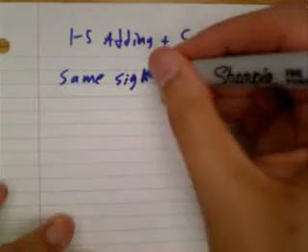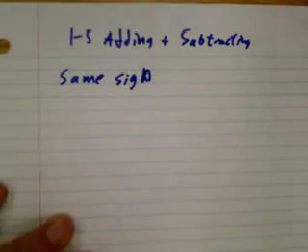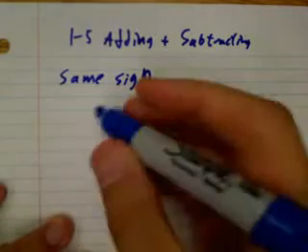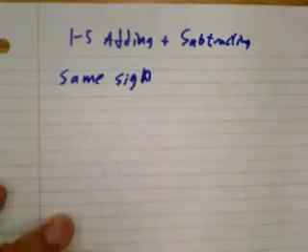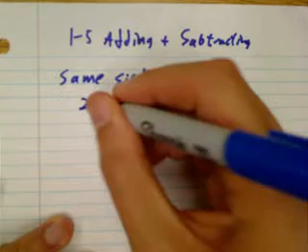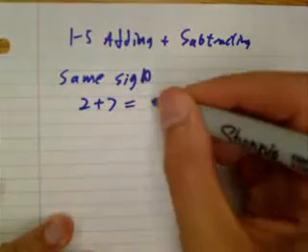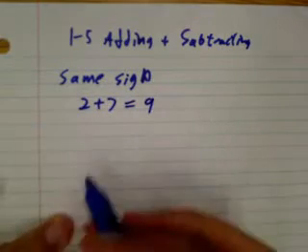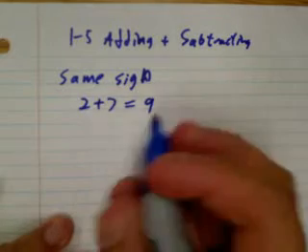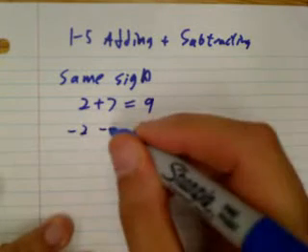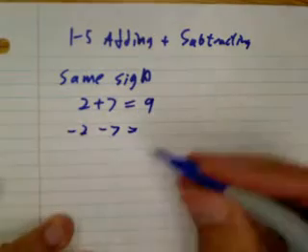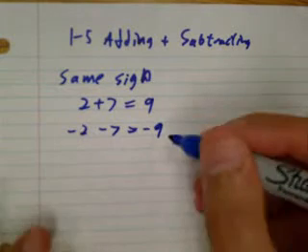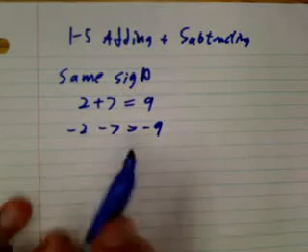Whoops, that should be an N. If the numbers have the same sign, as in if they're both positive or both negative. So both positive, you've been doing this since elementary school. Let's say 2 plus 7, well that's going to be 9. What if they're both negative though? What if they both have negative numbers? So negative 2 and a negative 7. That's still the same thing, except it's negative 9, okay?